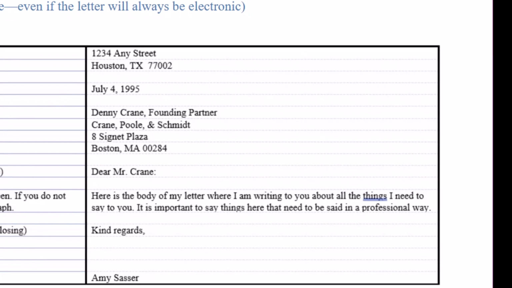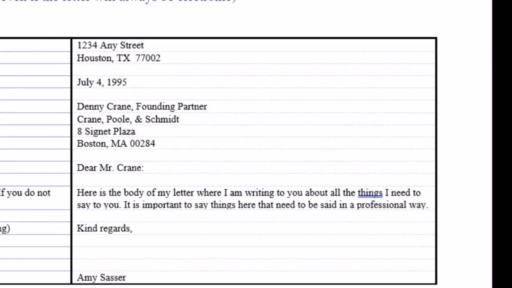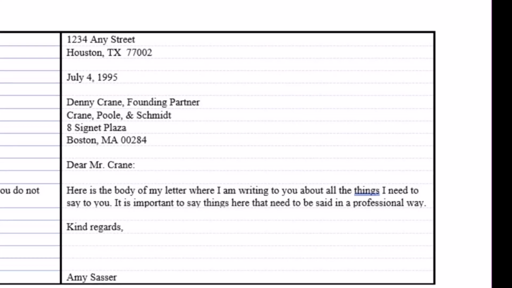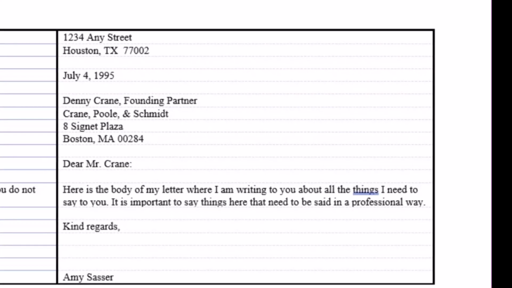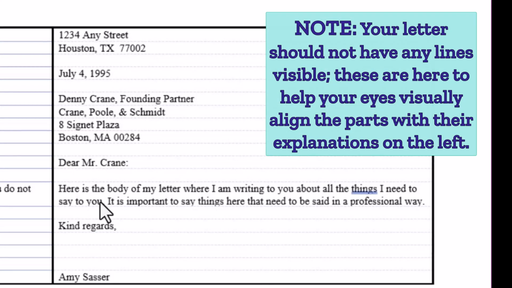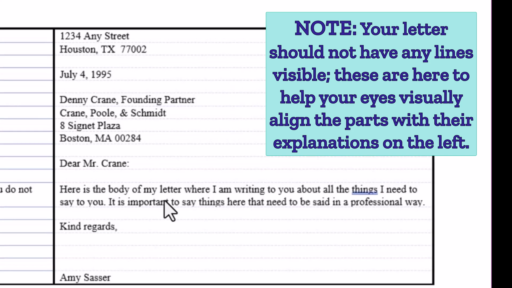After your closing, you leave 3 blank lines, and then you type your name. If you have the ability to put in a signature, you're welcome to do so, an actual physical signature, but you don't have to. So when you get done, your letter should look something like this that we see here on the right-hand side of the screen.